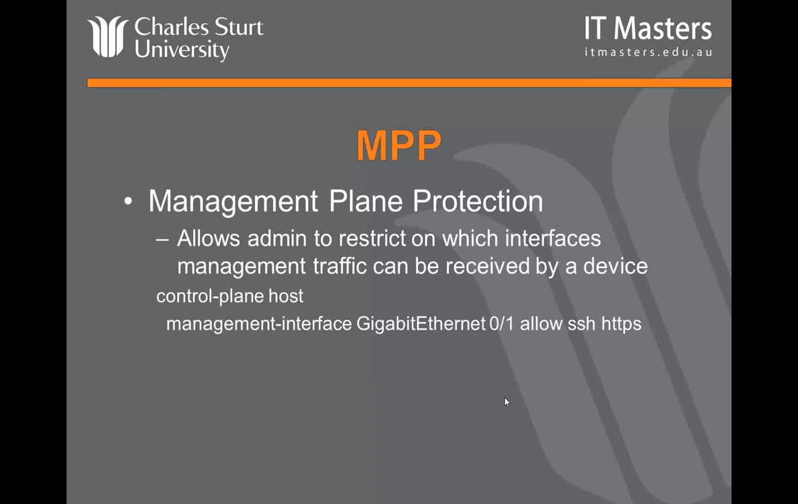MPP, Management Plane Protection. This allows your admin to restrict on which interfaces management traffic can be received by a device. Okay, so it's a really simple protection tool. The keywords are control-plane host, then in the configuration, management-interface GigabitEthernet 0/1 allow ssh https. Okay, so it can only come in through the Gig 0/1 port using SSH or HTTPS. Okay.